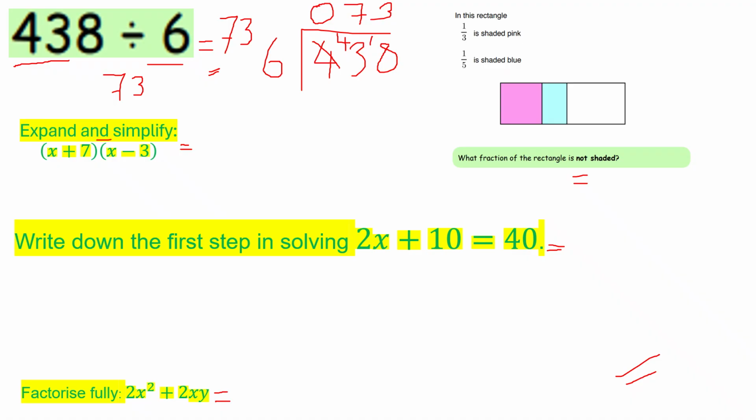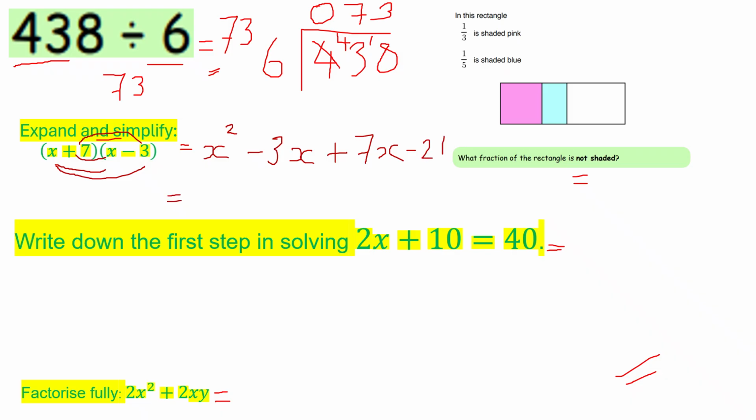Next up, expand and simplify (x plus 7) times (x minus 3). So expanding double brackets, I'm going to adopt the FOIL method, or the arrow method. We do x times x, we get x squared, guys, and not 2x, so be careful. x times minus 3 is minus 3x. Plus 7 times x makes positive 7x. Then we've got plus 7 times minus 3, which is minus 21.